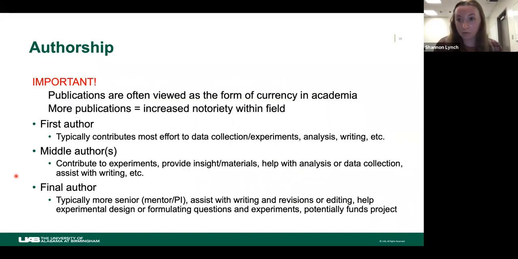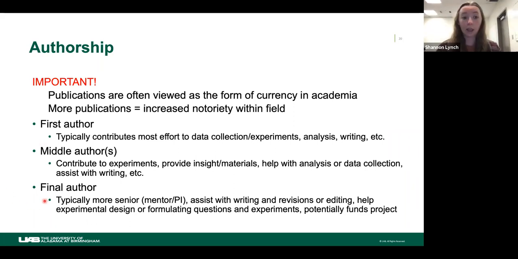So what does that even mean? What do those phrases mean? So each type of author has its own designation, and this is a reflection of the work that was done and put into this manuscript. So the first author is typically the person who contributes the most effort to either the data collection, the analysis, the writing. They probably do the most work, which is why they have earned the title of first author.